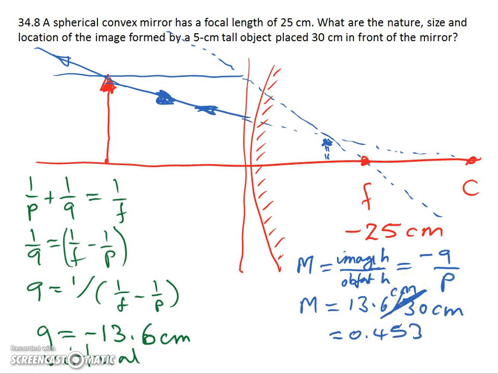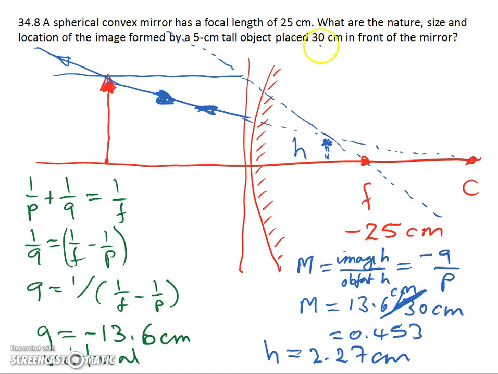Therefore, the image is smaller than the object, and the image size is 0.453 of the object size, which is 5, leaving us with, he says, scrabbling for a calculator, that the image height h equals 2.27 centimeters.